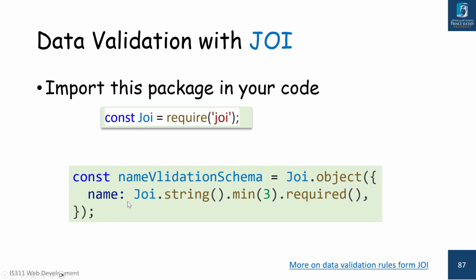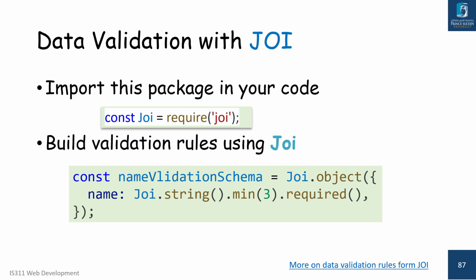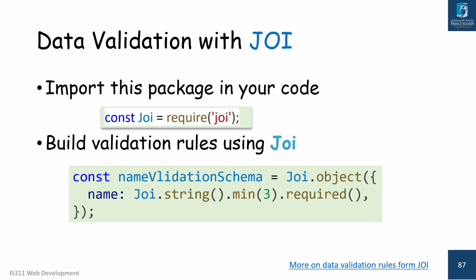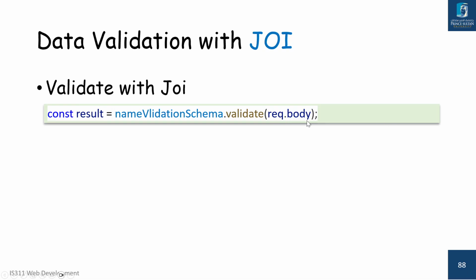So we say Joi.object and name Joi.string, minimum length is 3, and it is a required field. It must be provided by the user. If it is not given by the user, then this validation will fail, and we will not add the data or update the data in the system. So we build the validation using Joi. Once we have written this validation rule or schema, we can apply it on the request.body and check if the name information has been provided inside the body or not. If it is given, it will apply those validation rules on it and give me back the results.